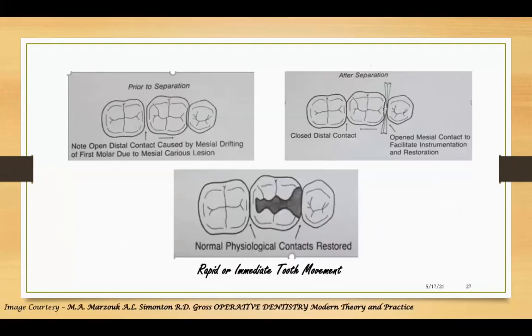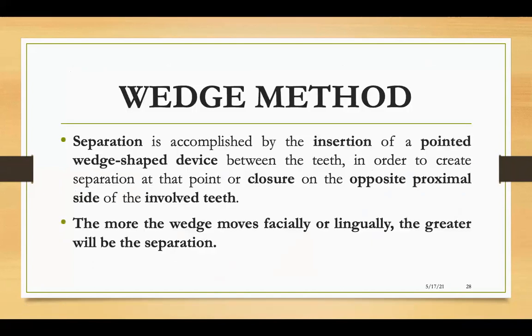Okay, rapid or immediate tooth movement, just exactly what I showed you in the video. This is what you're going to do when you come to your final year, placing your wedge, placing your matrix band, and getting the contacts right after doing a restoration. The tooth is in its normal physiologic contact, right, as you can see. Next we have is wedge method.